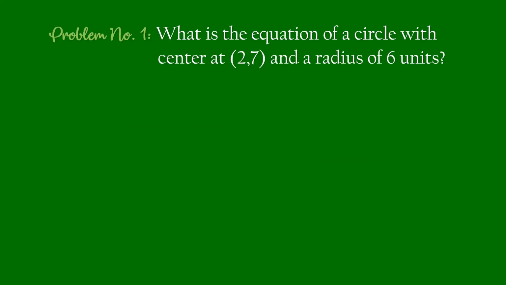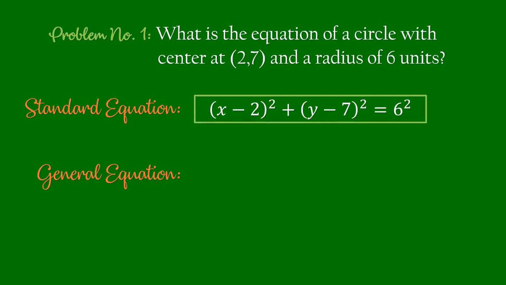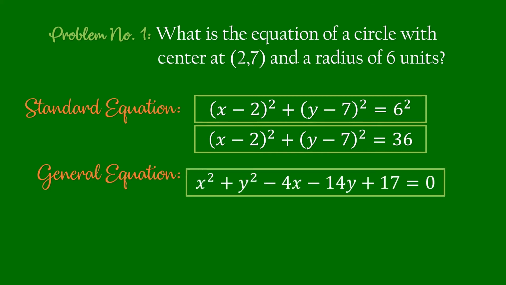Now let's go back to problem number 1. What is the equation of a circle with center at point (2, 7) and a radius of 6 units? Again, we are asked to find the standard equation as well as the general equation. For standard equation, we have two possible answers. The square of x minus 2 plus the square of y minus 7 equals 6 squared. And the square of x minus 2 plus the square of y minus 7 equals 36. For general equation, we have x squared plus y squared minus 4x minus 14y plus 17 equals 0.